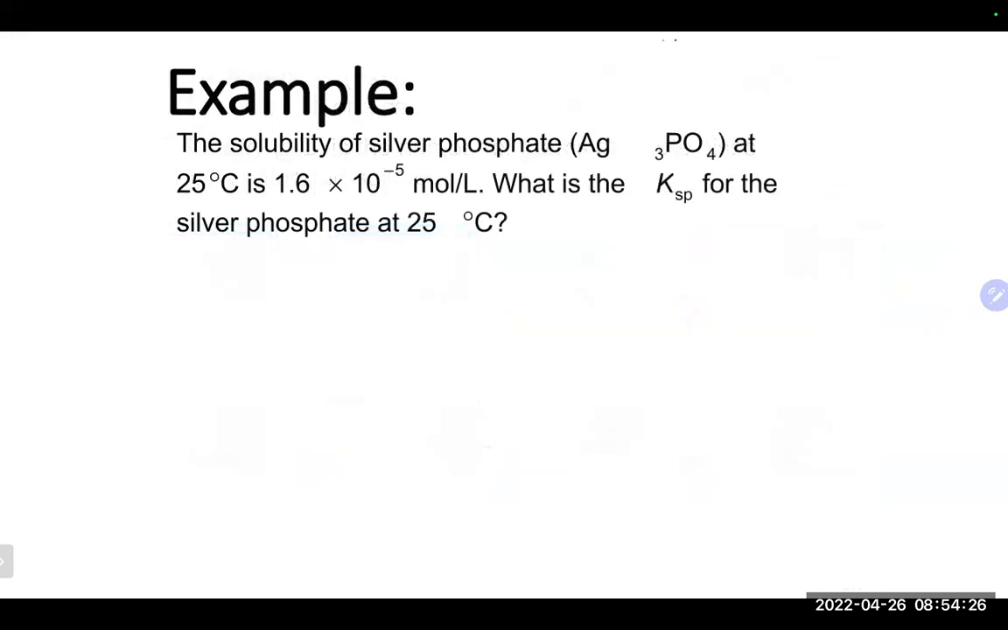So let's take a look at one here together just to see how one of these works. The solubility of silver phosphate, Ag3PO4, at 25 degrees Celsius is 1.6 times 10 to the minus 5 moles per liter. What is the Ksp for silver phosphate? So this is one where technically you don't necessarily have to do an ice table, but I'm going to do the ice table.